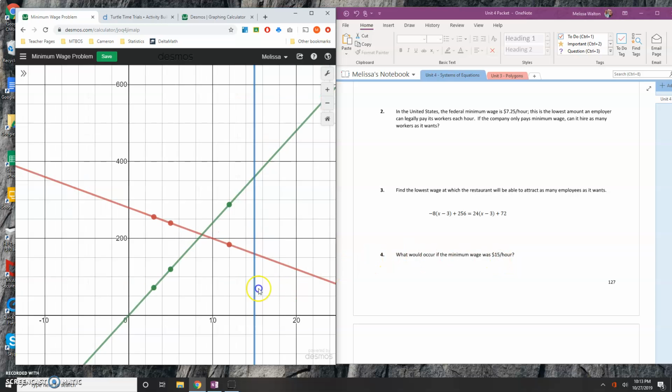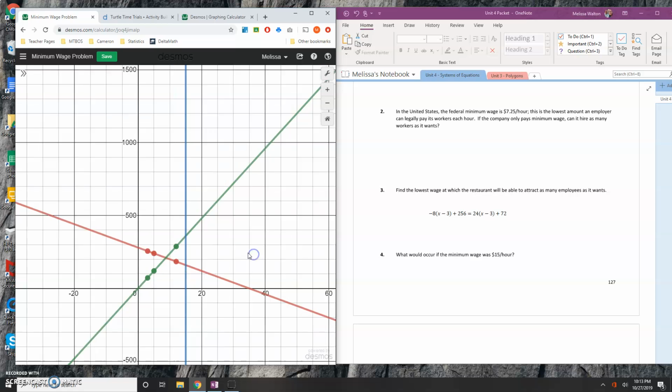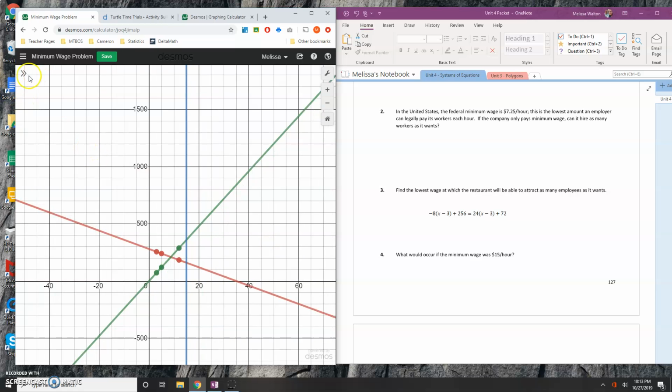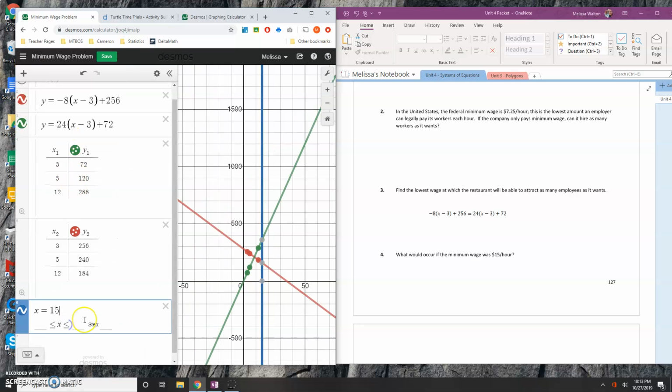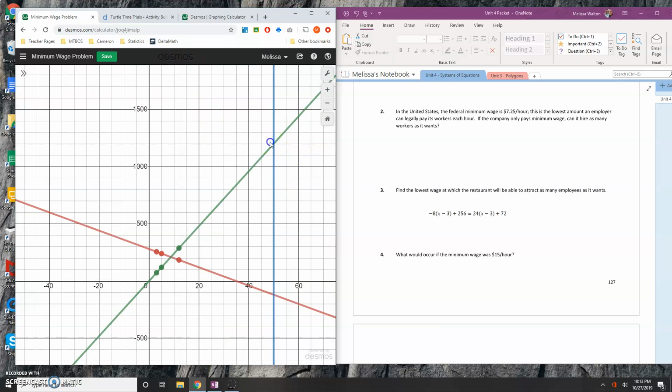And just for funsies, let's say that they were to raise this all the way up to $50 an hour. Just for fun. Let's see how many people would apply. If you have a wage of $50 an hour, 1,200 applicants. And this would actually end up being negative 120. This would mean that the company is probably going to end up losing money if it pays its workers $50 an hour. We could have guessed that. But that is what we have going on there.